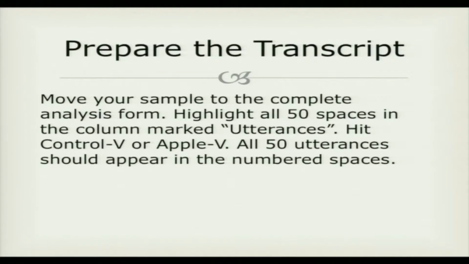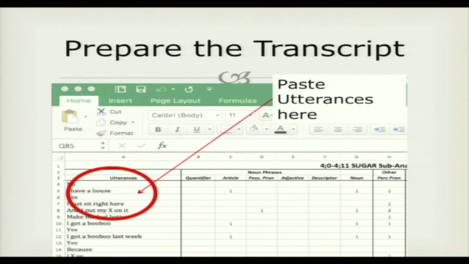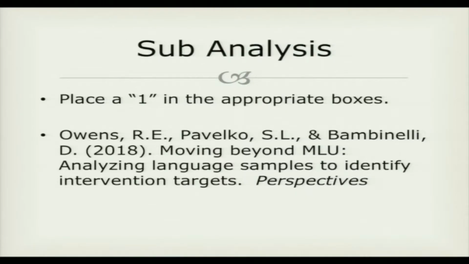You want to move your sample to the complete analysis form so that all 50 utterances should appear in the numbered spaces. Here is a graphic showing how your utterances will appear in the Excel sheet. They should all be listed individually down the left-hand column. In order to complete the subanalysis, you will analyze each utterance and place a 1 in the appropriate box to indicate that that feature is there.